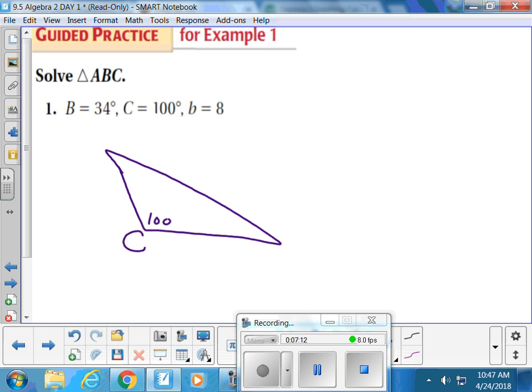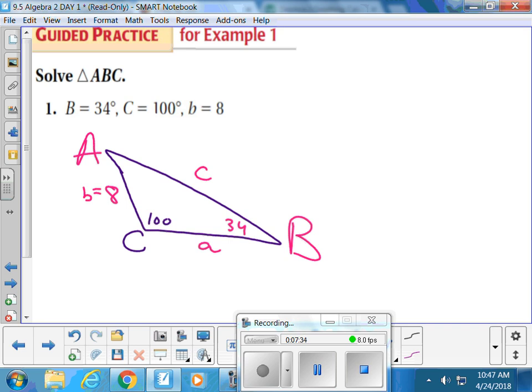Where are we at? So if this is my 100, this would be my small c. I can make this an A or a B. It really won't matter. Let me just make it my A. That would make this side small a. And that leaves me with large B to be 34 and small b to be 8. Do we know a complete set of partners, class? We sure do. The B and the b.